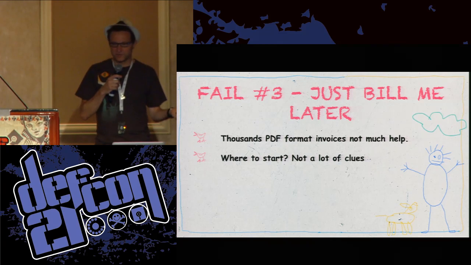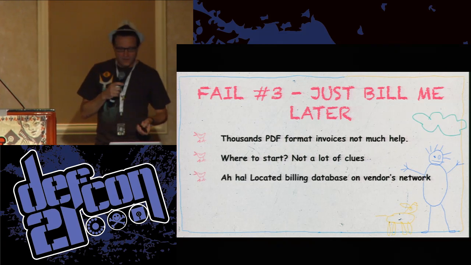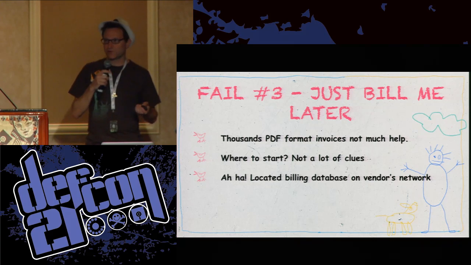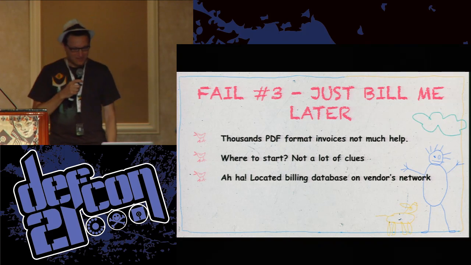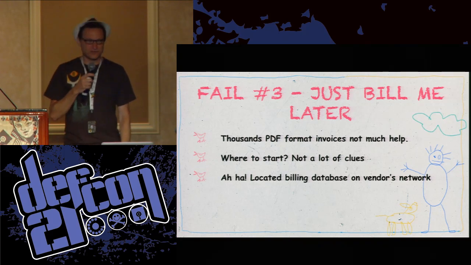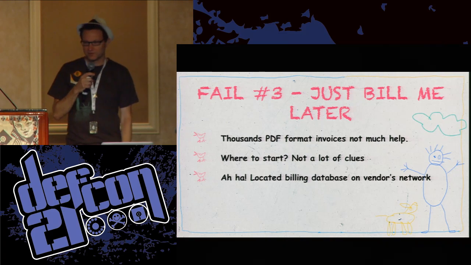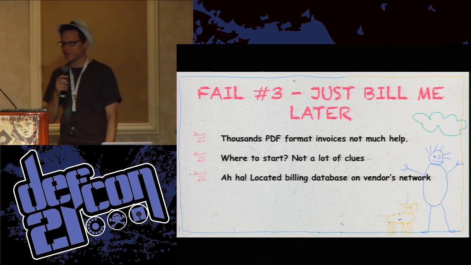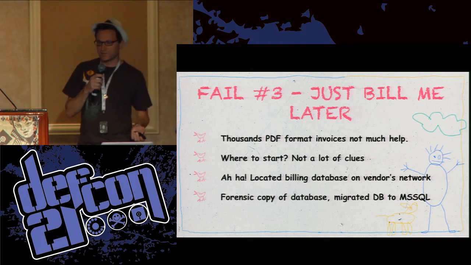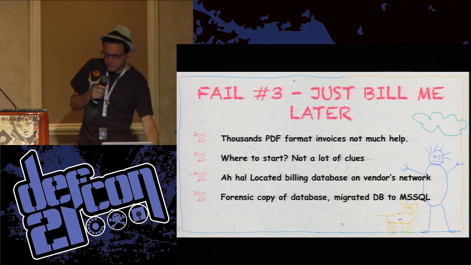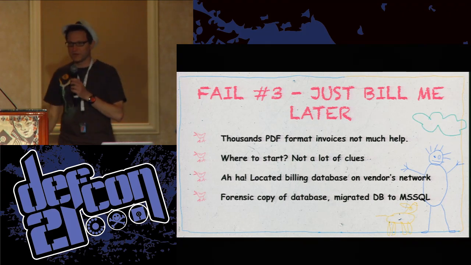So where did we start? We didn't have a lot of clues in this one. So through the magic of court order, we were able to go to this customer's database, their network, and get an image of everything in their network, including a billing database, which turned out to be very handy. So we made a forensic copy of this database, and it was in a proprietary format.